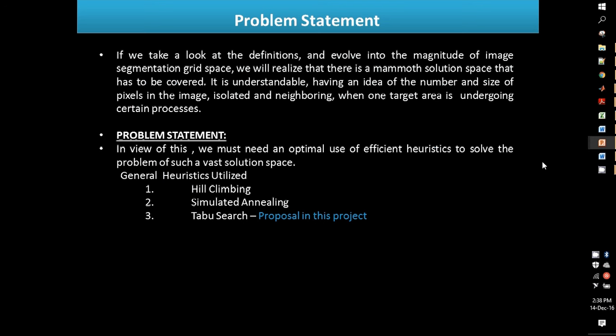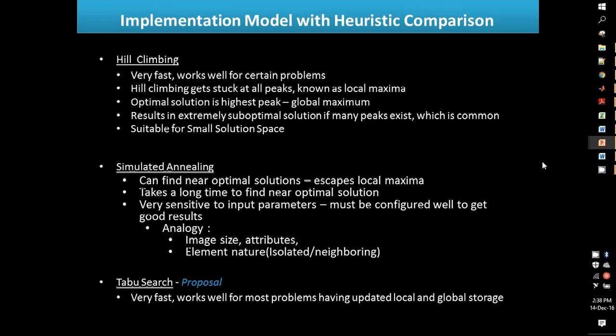So in view of this, the problem statement for our project proposal is the need of an optimal use of efficient heuristics to solve the problem of such a vast solution space. The general heuristics utilized are hill climbing and simulated annealing, while we have also proposed the use of taboo search in further applications. So, let us have a look at what each of these three are and how they differ from each other.